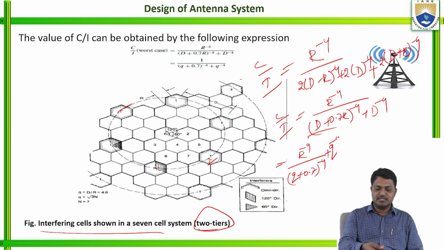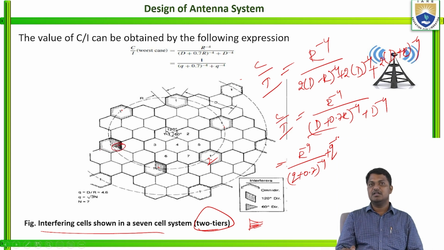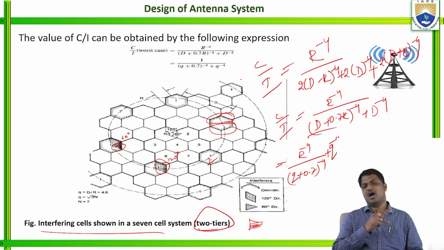See the dotted lines given here. This part is a 60 degree directional antenna. Then see this one. This part is nothing but a 120 degree directional antenna. This is 60 degree. And see here, both sides. So this is nothing but an omnidirectional antenna, where the signal radiates in all directions. That type of antenna is called an omnidirectional antenna, right?